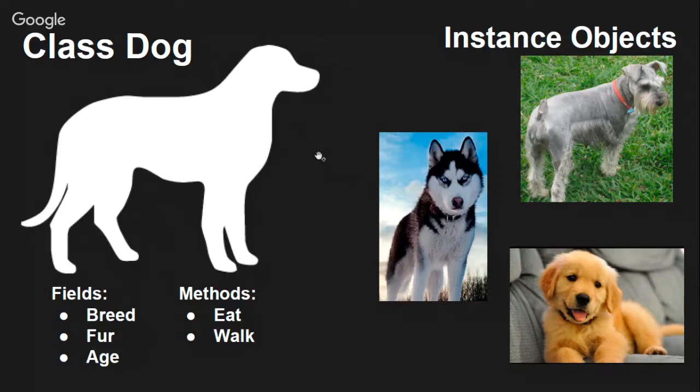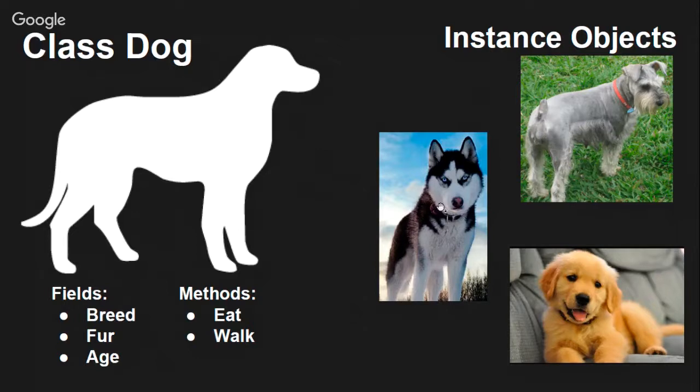Now, an instance of the object is when we create a new dog and we store all these fields. For example, here's a schnauzer dog. So the breed will be schnauzer. The fur could be short or gray. And the age, for example, this seems to be a little bit old, so it could be 5 years old. And this is an instance because it's one of the new objects created.